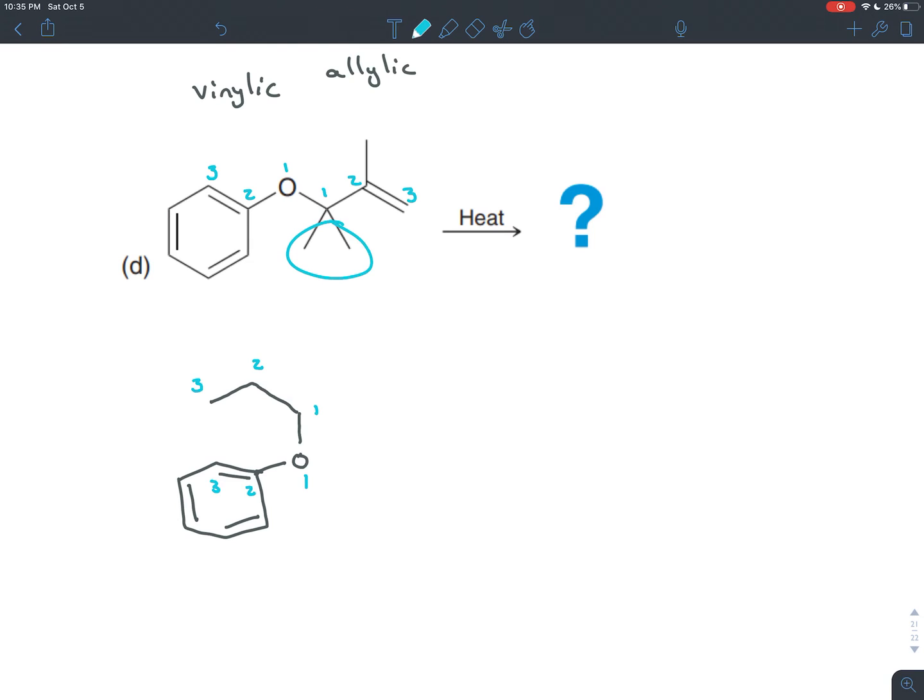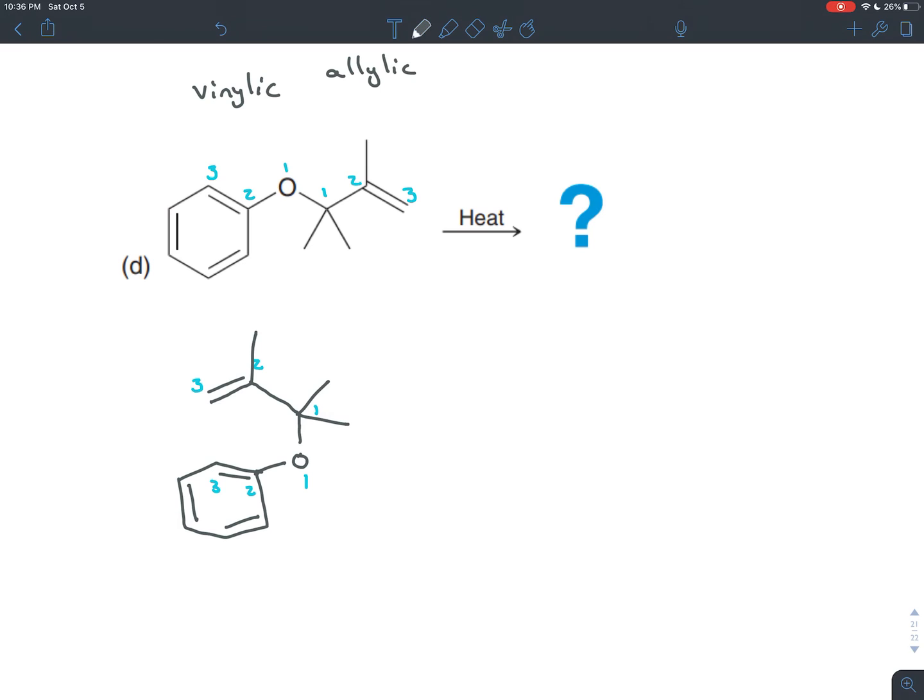Now notice off of carbon 1 we need these 2 methyl groups. Off of carbon 2 we have another methyl group. And then between carbons 2 and 3 we have this pi bond. So that's drawing that same molecule with the sigma bonds twisted so that we can get a better sense of how this Claisen rearrangement is going to happen. We know it's a Claisen rearrangement because we have an allylic vinylic ether.